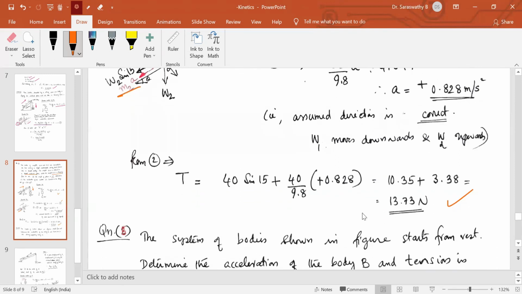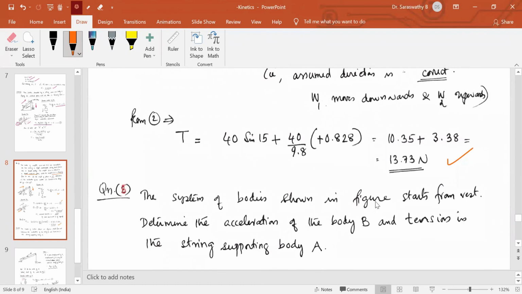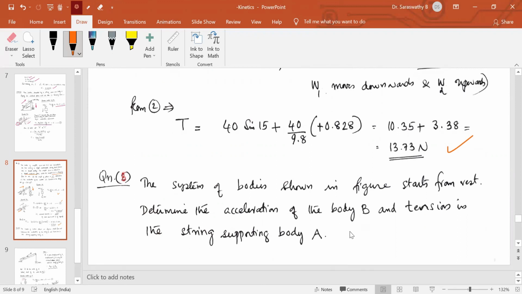Okay, that's all. Now, the same question, some additional part is asked. This is part A of that question. In the university exam, this together with this is asked for 14 marks. The next question: the system of bodies shown in figure starts from rest. Determine the acceleration of the body B and tension in the string supporting body A. That's the next question. I'm sorry, this question is over. Next is question number 5.